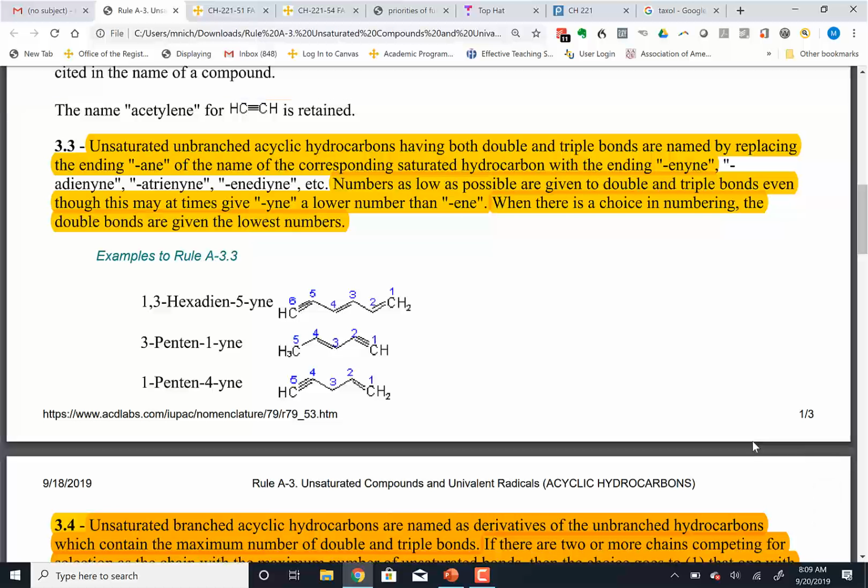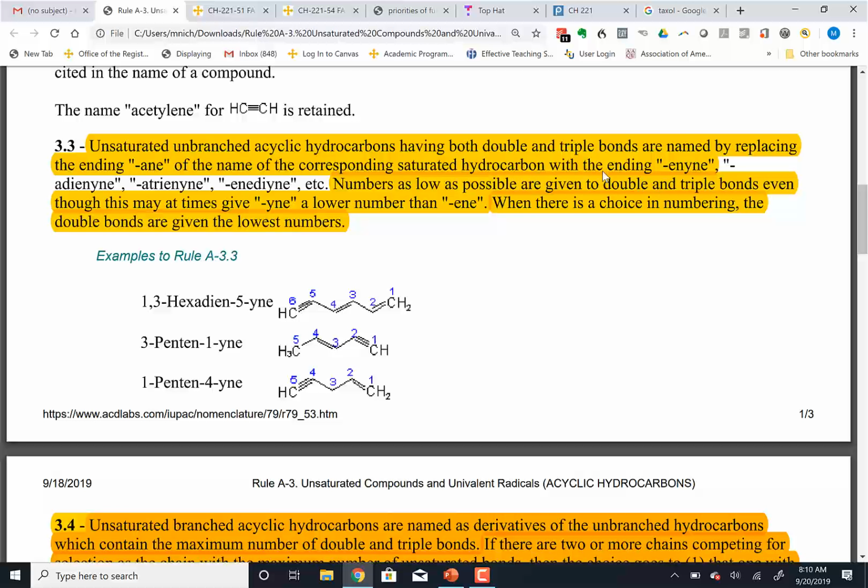Why would it be ene before yne if ene has higher priority? So this is the issue, right? This is what I said. I don't know why the book is doing this. The book is doing this because IUPAC says you do that. So up here in yellow, it says that we call this an ene-yne, is what they say. So unsaturated, unbranched, acyclic hydrocarbons having both double and triple bonds are named by replacing the ending ane of the name of the corresponding saturated hydrocarbon with ene-yne.